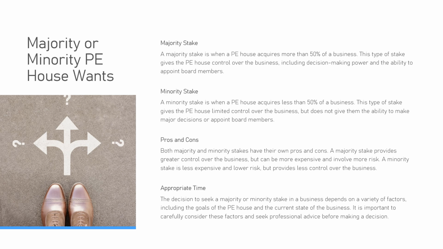This type of stake gives the PE house limited control over the business, but does not give them the ability to make major decisions or appoint board members. Pros and cons. Both minority and majority stakes have their own pros and cons. A majority stake provides greater control over the business, but can be more expensive and involve more risk. A minority stake is less expensive and lower risk, but provides less control over the business.